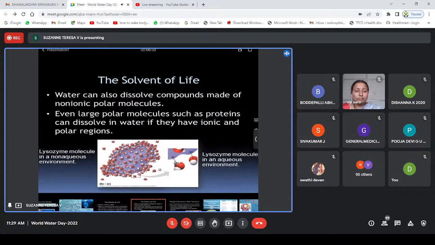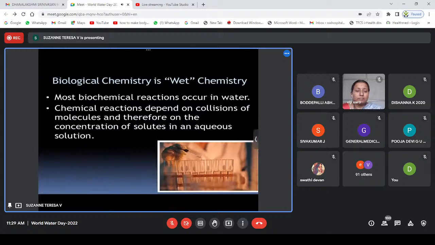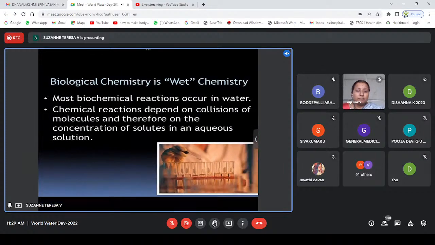Water can also dissolve compounds made up of non-ionic polar solvents. Even large polar molecules such as proteins can dissolve in water if they have ionic and polar regions. Biological chemistry: most biochemical reactions occur in water. Chemical reactions depend on collisions of molecules and therefore on concentration of solutes in an aqueous solution.